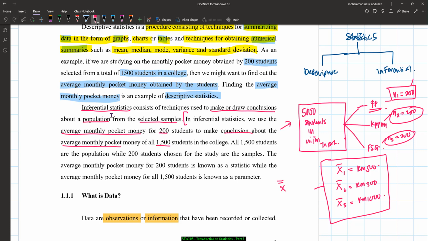So the grand mean. So I akan dapat 500 plus 300 plus 1,000 divided by 3. So the answer will be the mean of the population of all students. So we can infer back to the population. We can say that all UiTM, the average monthly pocket money for a student in UiTM Tapah is berapa? RM800 contoh. Kan? So by looking at the average monthly pocket money for each sample we took.